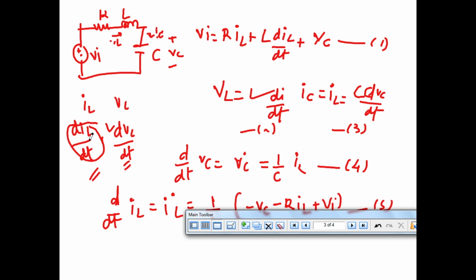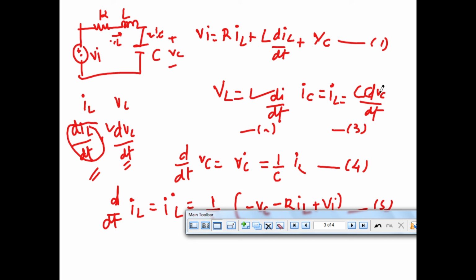So I will take dIL by dt as state variable number 1. Another variable is dVc by dt, state variable number 2. Applying KVL, Vi is equal to the voltage drop across the resistor, plus the voltage drop across the inductor, plus the voltage drop across the capacitor. The voltage drop across the inductor is VL is equal to L dI by dt, that's equation number 2. And the current through the capacitor is IC is equal to C dVc by dt. As we know the current flowing in these three elements is the same, so IC is equal to IL.